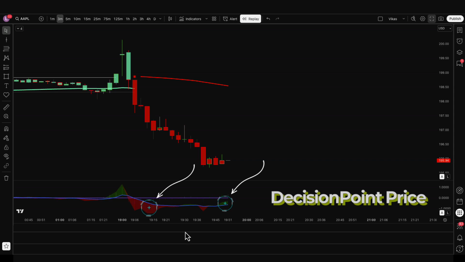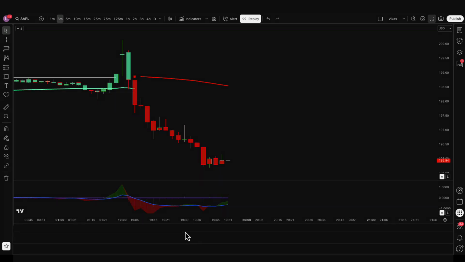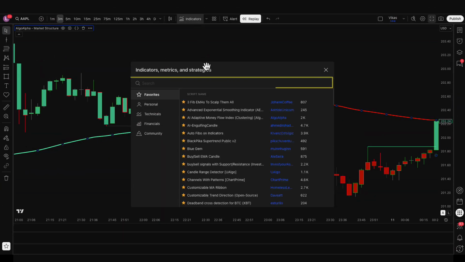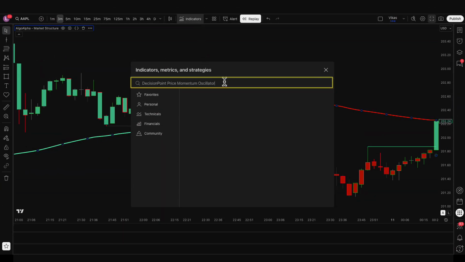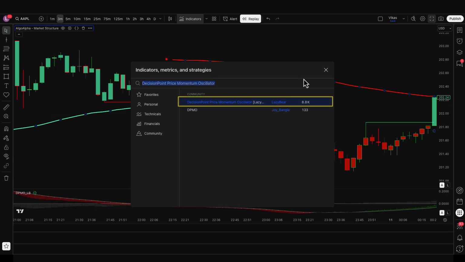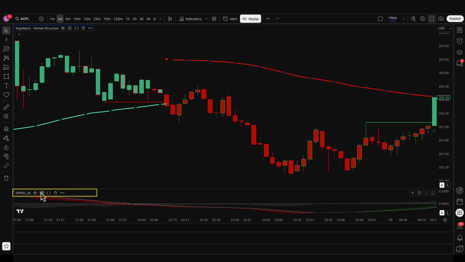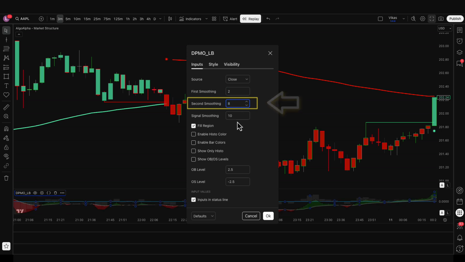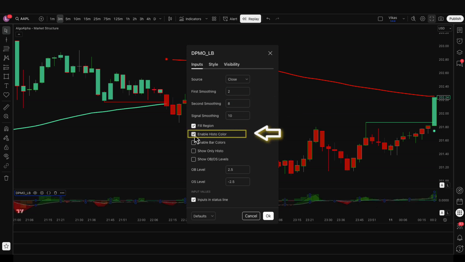The green and red color area indicator we see in the chart is the decision point price indicator. Let us now understand the trading setup. We will search decision point price indicator in the search box of TradingView. After that, we have to click on the decision point price option, in which we have to change some settings. We have to change this first option from 35 to 2. We have to change this second option from 20 to 8. We need to click this option.